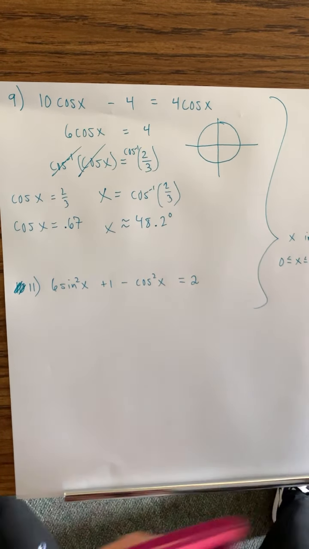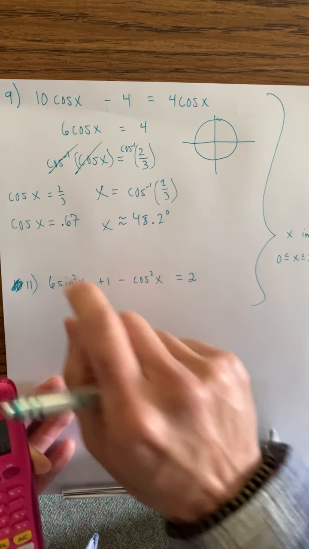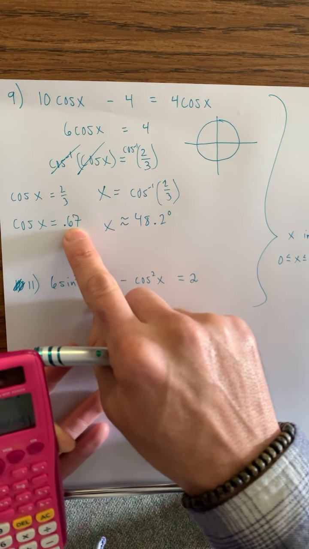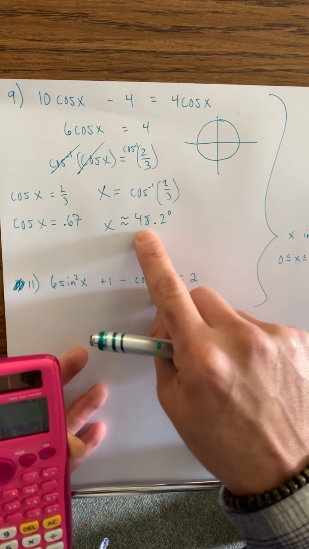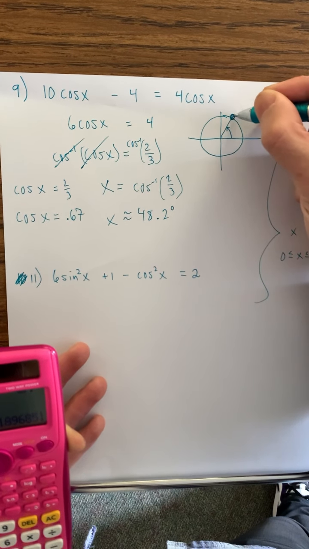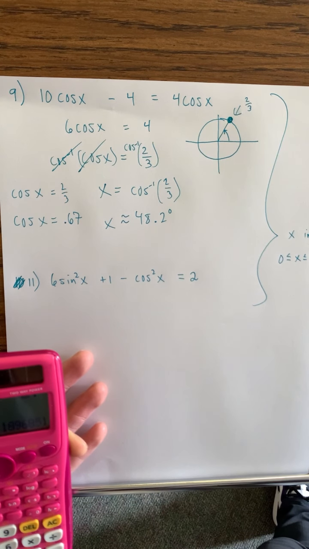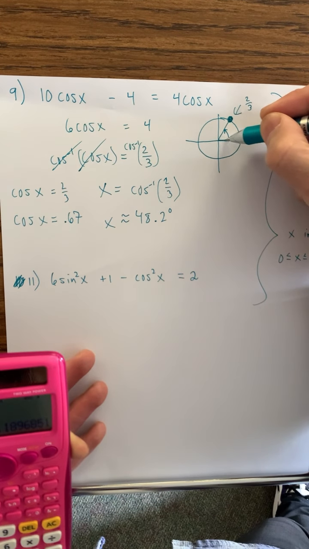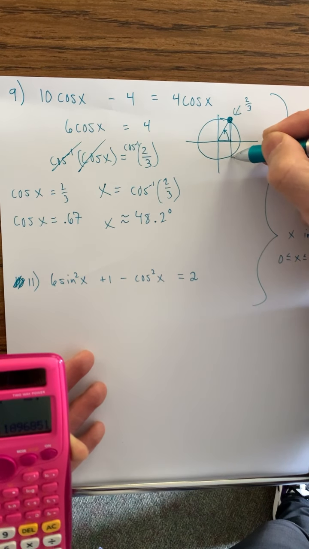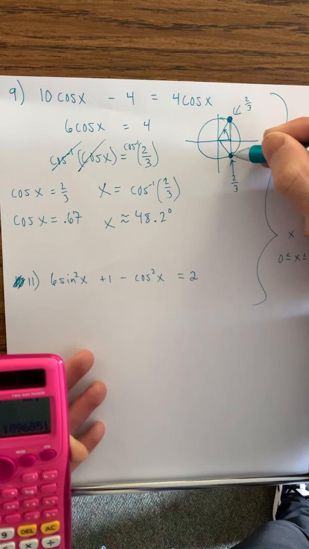So think of it like this. X is an angle. And remember that on the unit circle, cosine is the x coordinate. So I want an angle where the x coordinate is 0.67. And 48.2 degrees works, because this point here has an x coordinate of 2/3. To get up here, you have to move to the right and go up. But what if instead of going up, you went down? You see this point there? This guy's also good because the x coordinate here is also 2/3.